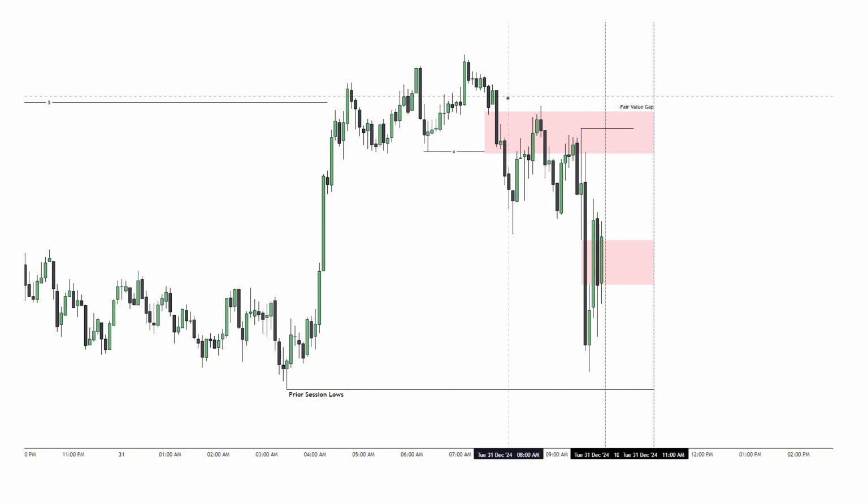We have already seen price come back into that 15-minute bearish fair value gap right here, as well as we've tapped into it right here as well.